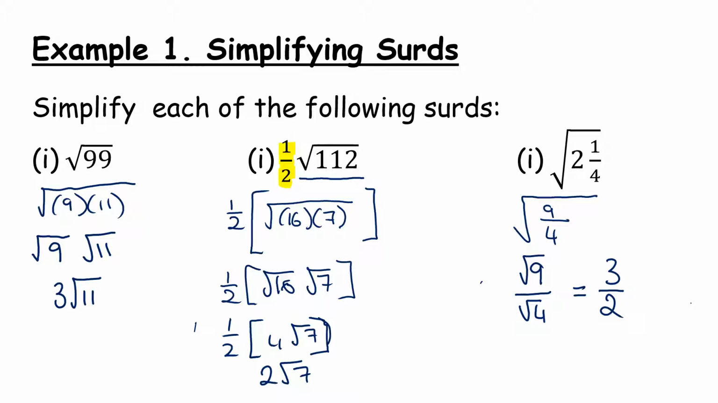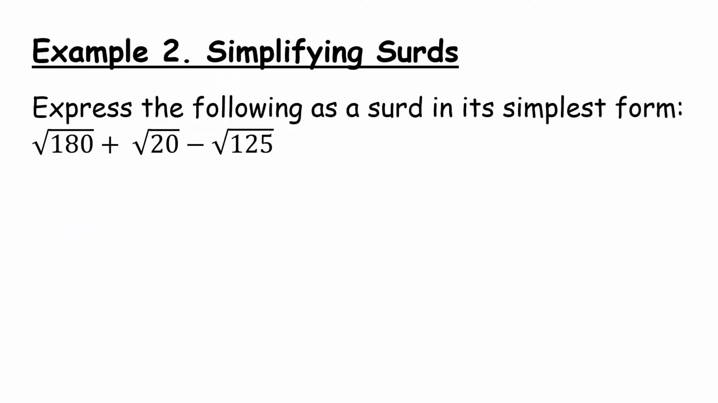So we're always just trying to find the biggest perfect square that we can divide in. So let's look at example 6. Here we're going to put a few different simplifications together, and then we're going to add and subtract. Express the following as a surd in its simplest form. This should be one surd, so there's very little I can do with it at the moment. What I want to find is what perfect square will divide into 180.